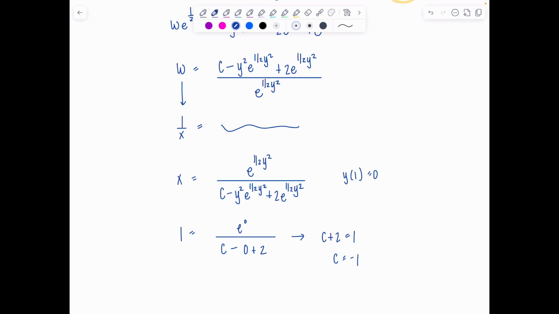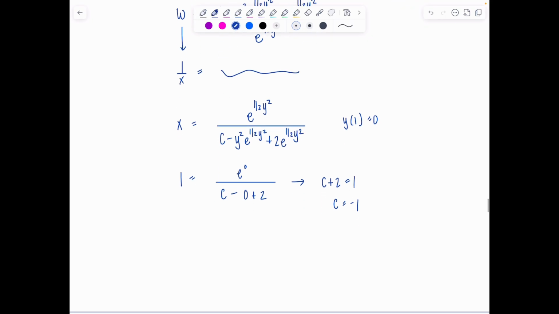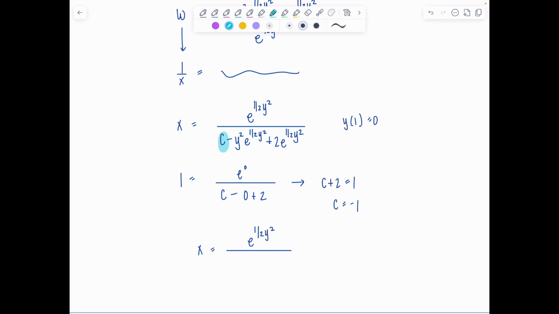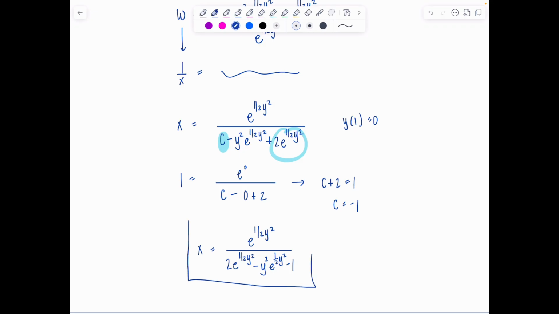Okay, so then we're pretty much done, right? So x equals e to the 1/2 y squared over, now since c is negative, I don't want it out front. Let's put this 2e to the 1/2 y squared out front. That's our shining star. Minus y squared e to the 1/2 y squared minus 1, since c is negative, you know.